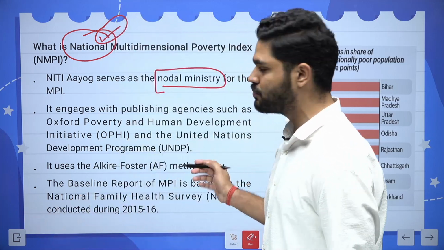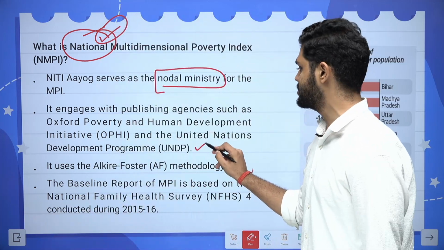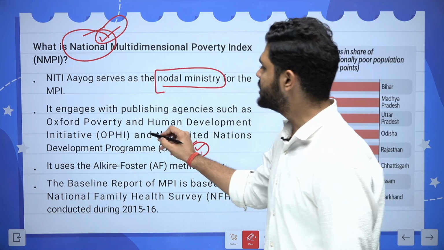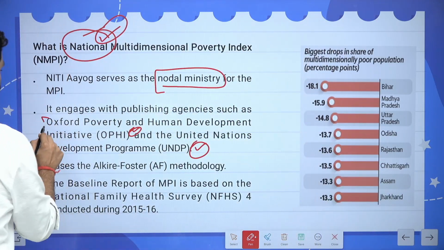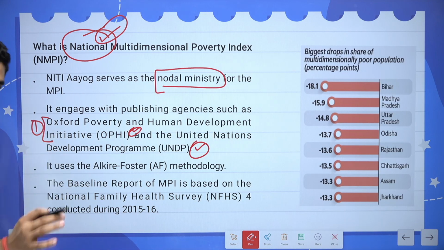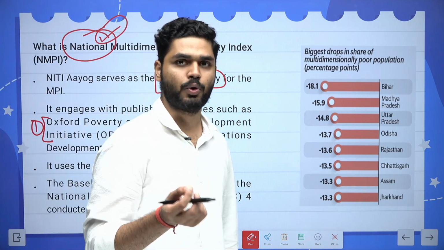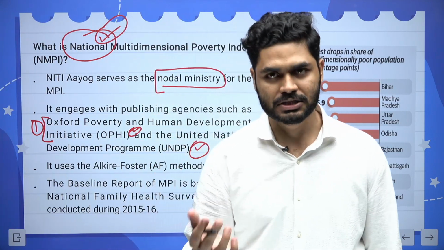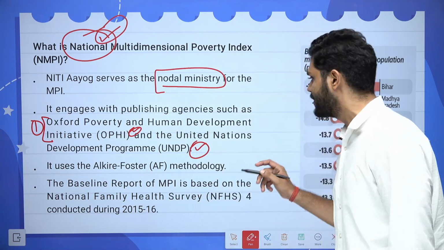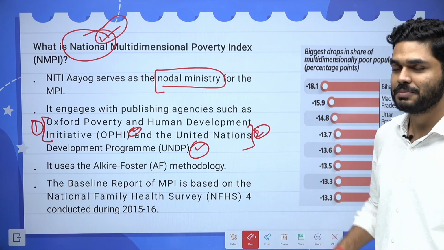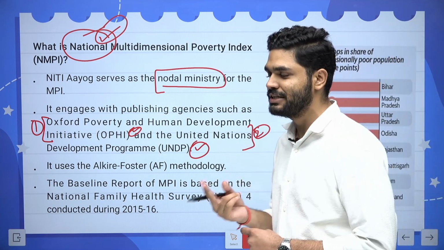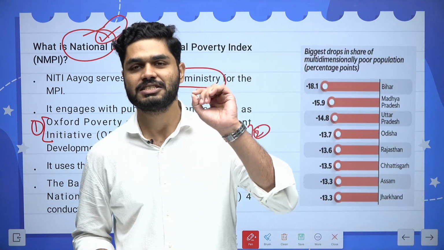The agency is important. One is UNDP, United Nations Development Program, and other is OPHI, Oxford Poverty and Human Development Initiative. So this is important factual information which could be asked in your prelims examination. So just be aware of it. One is OPHI and second is UNDP. I said this 2-3 times, so that it just sticks in your mind.